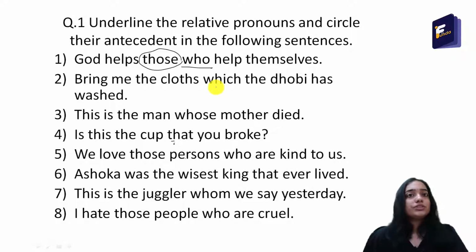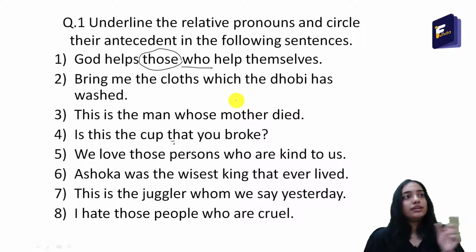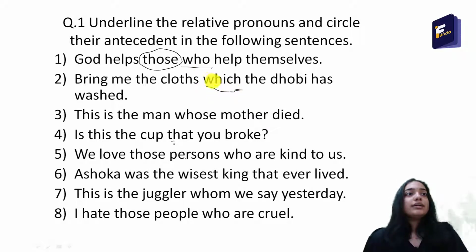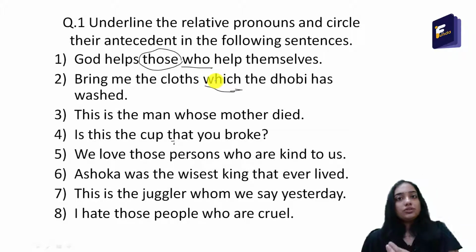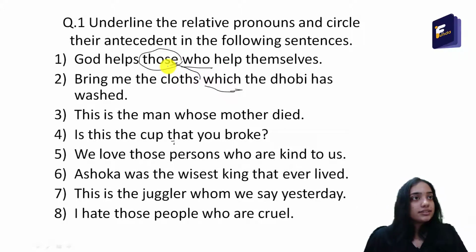So the second sentence is, bring me the clothes which the dhobi has washed. So there are two sentences, bring me the clothes, the dhobi has washed. So we are joining the sentences: bring me the clothes which the dhobi has washed. So here which is the relative pronoun, okay, and its antecedent is clothes. So bring me the clothes which the dhobi has washed. So here clothes is the antecedent.